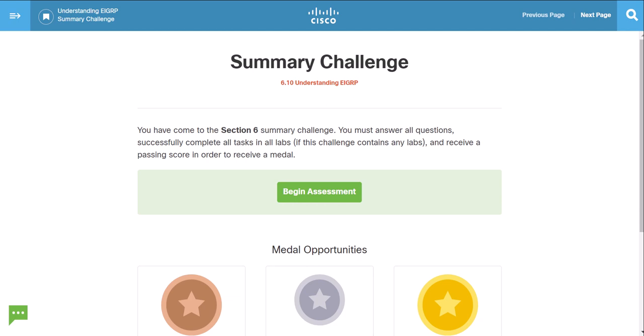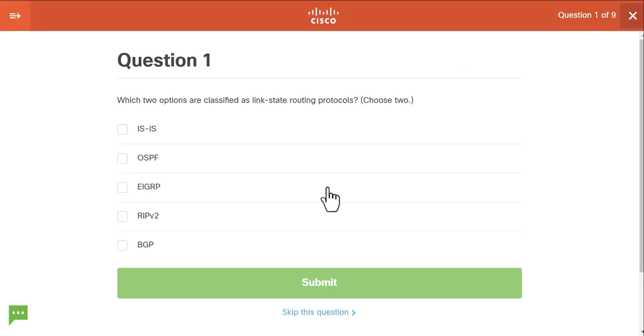ENCOR Section 6 Summary Challenge, Understanding EIGRP. Which two options are classified as link state routing protocols? Link state routing protocols are IS-IS and OSPF. It actually has nothing to do with EIGRP. EIGRP is an advanced distance vector protocol.